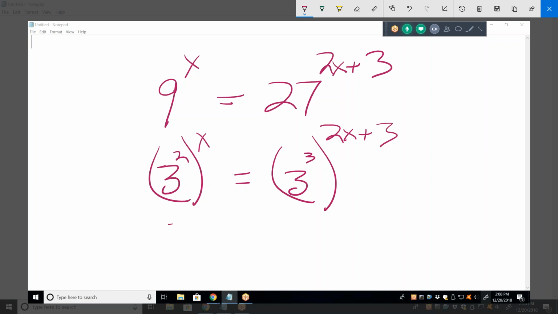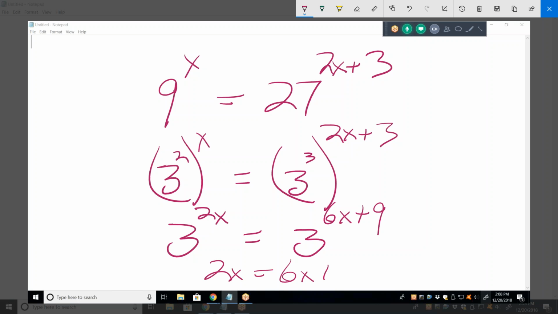I got 3 to the 2x equals 3 to the 6x plus 9. And if I got 3 to one exponent equal 3 to the other exponent, I can say 2x equals 6x plus 9 and solve that for x. So occasionally, even when your bases are not the same, you can still make progress if they have a common exponential base. In this case, 9 has an exponential base of 3, and so does 27.